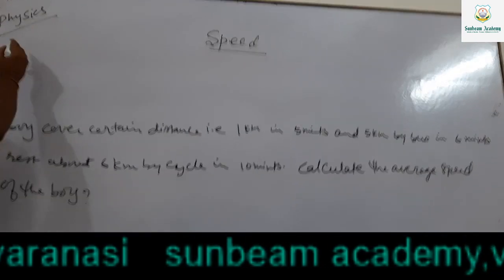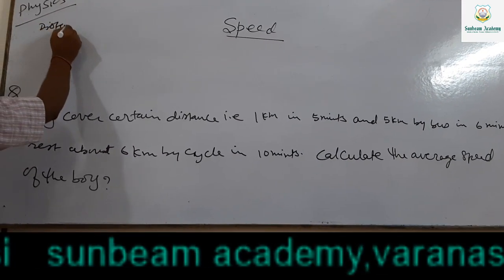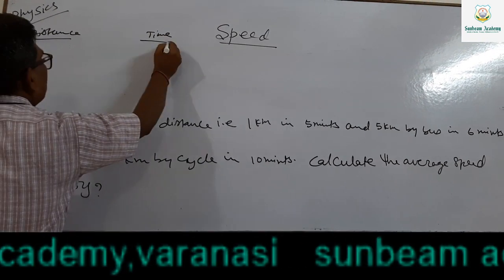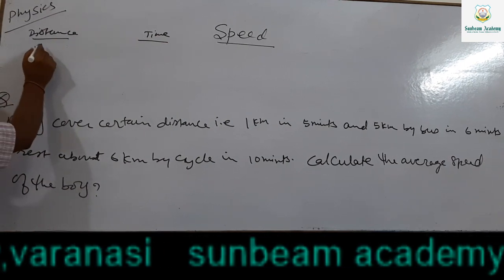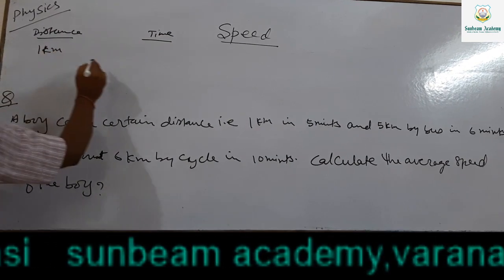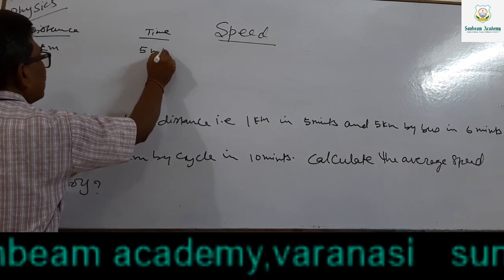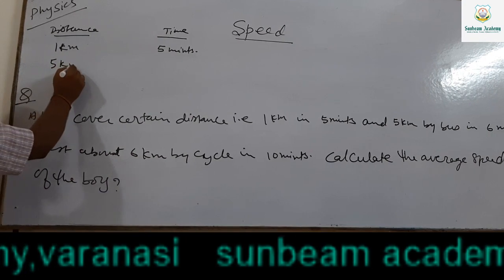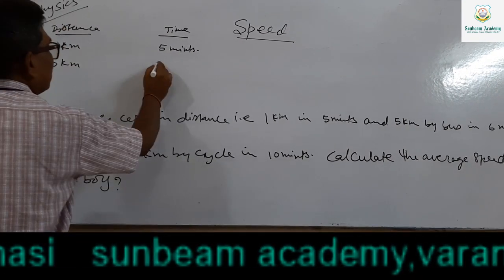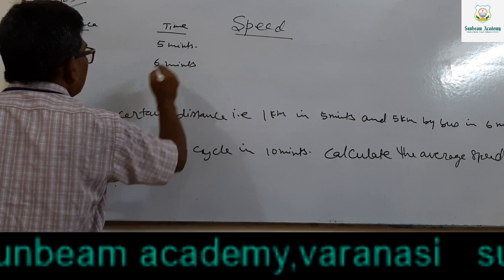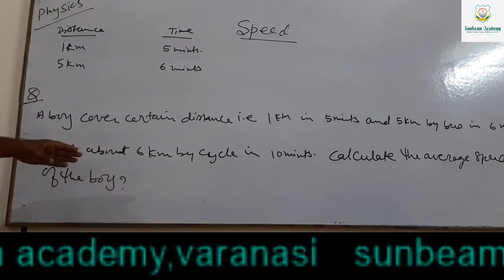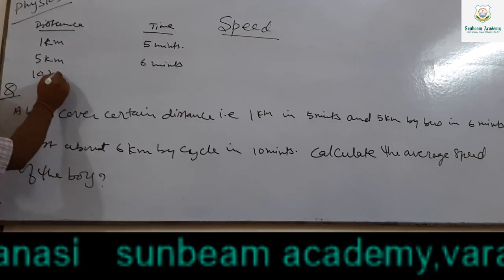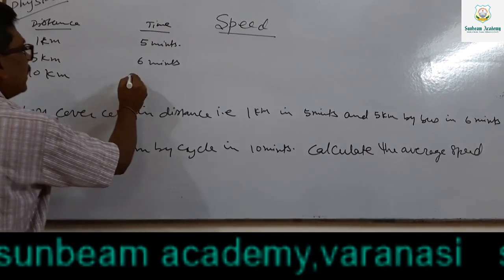He traveled 1 kilometer distance and time taken in a short form. 1 kilometer, how much time? 5 minutes is taken. Another 5 kilometer, how much time is taken? 6 minutes. And next 10 kilometer in 10 minutes.